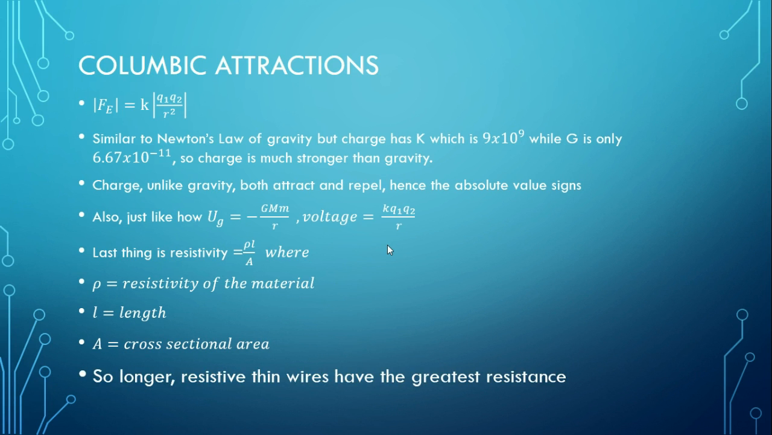And A is cross-sectional area. So basically, how wide is the path? So if it's a wider path, it's less resistance. Because think about it, like if people are trying to squeeze through a door or a 10-foot section of a hole in a wall, obviously the door has way more resistance. So if we increase the cross-sectional area, we have less resistance. So longer, thinner wires have the greatest resistance, unlike shorter, fatter wires. So that is how resistivity works.